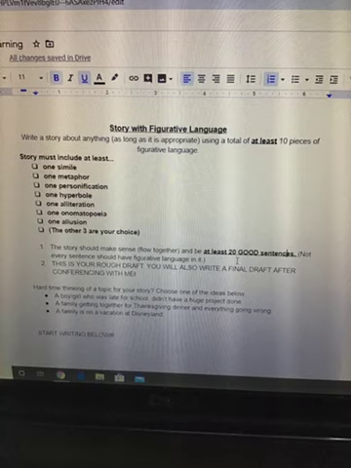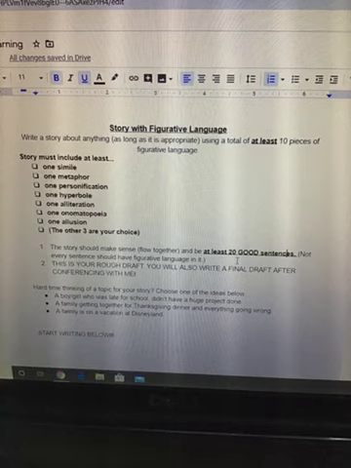If you look at my bold, the story must include at least one simile, one metaphor, one personification, one hyperbole, one alliteration, one onomatopoeia, one allusion, and the other 3 are your choice. And you can absolutely use that notes sheet that is on Schoology. Please do. But we've been practicing these figurative language pieces, so you should know what they are.